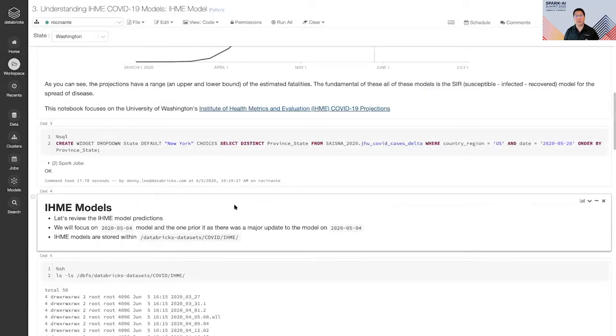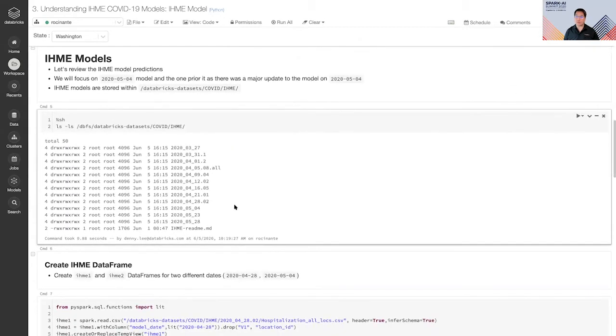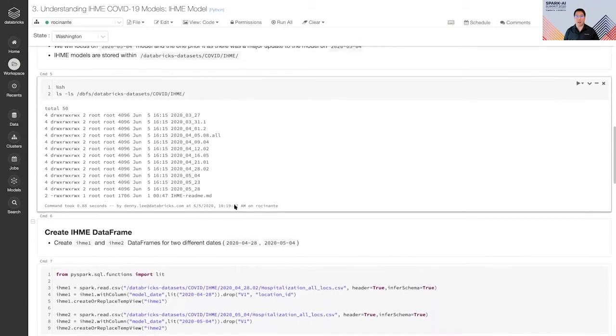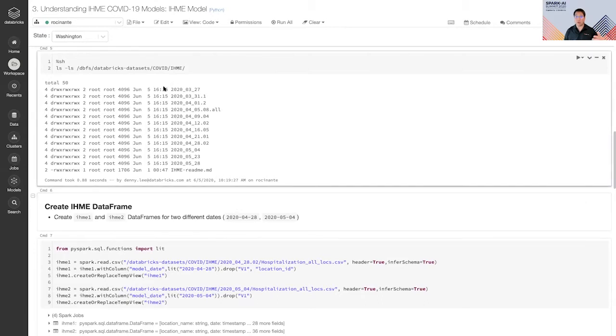Nevertheless, let's take a look at the models real quick, okay? If you look at the IHME models themselves here, you can go to the website directly to get the models, but we also store them here in Databricks datasets. If you just go there, you'll notice the models are stored in Databricks datasets, COVID, IHME, and a bunch of them are already listed ever since March 27th, in fact.